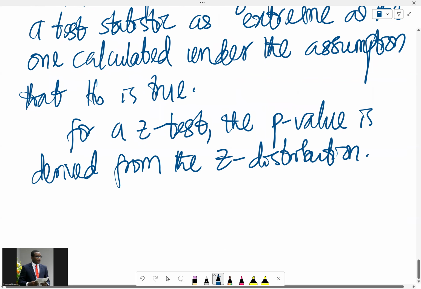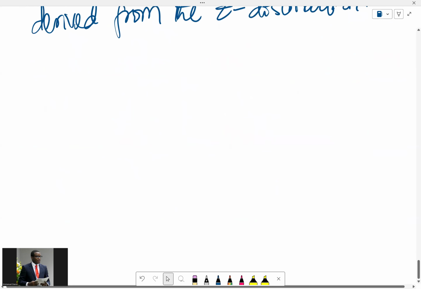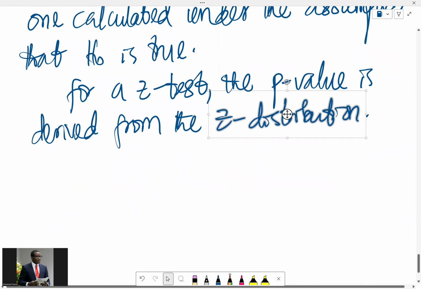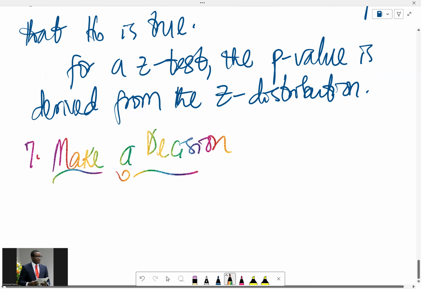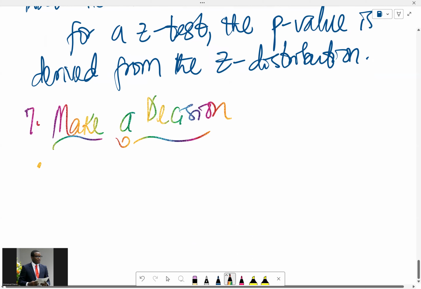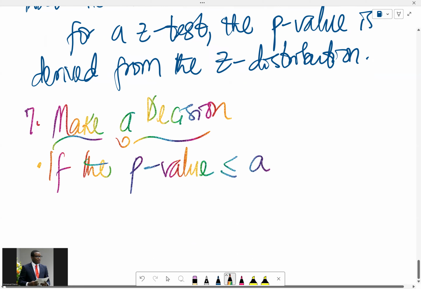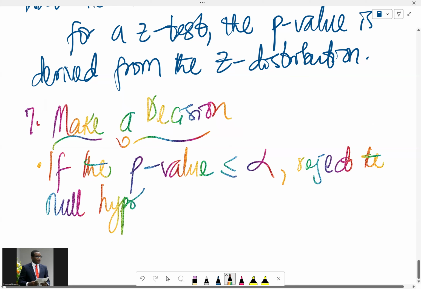Once you calculate the p-value, step 7 is to make a decision based on everything you have put together. One possible decision is that if the p-value is less than or equal to the significance level alpha, then you reject the null hypothesis.